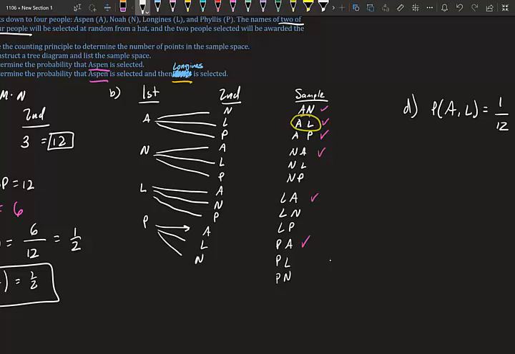So if these two were friends and they wanted to go together, there's only a 1 out of 12 chance that they'll actually both be the winner.